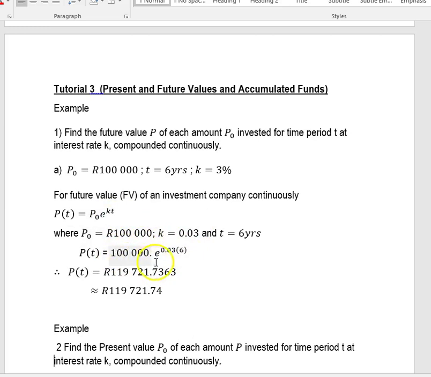If you input that into your calculator, you're going to be having, into 2 decimal places, 119,721 rand 74 cents. That is our future value. It means if you put in 100,000 now at that rate of interest for 6 years time, it's going to earn you that. So the difference there will be about 19,721 plus 74. Let's go to example 2.